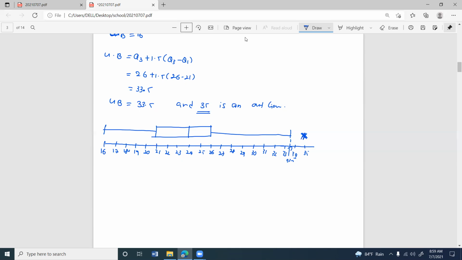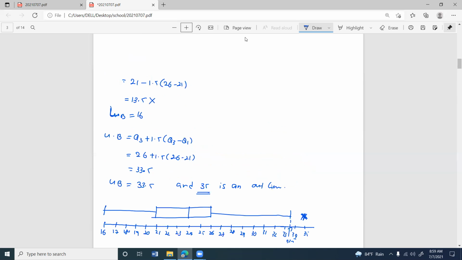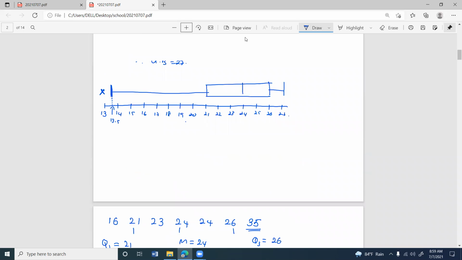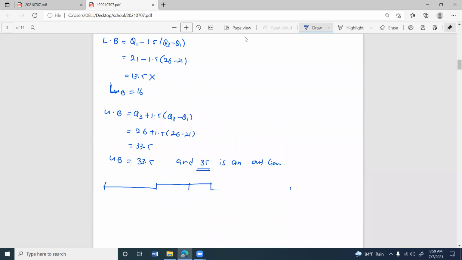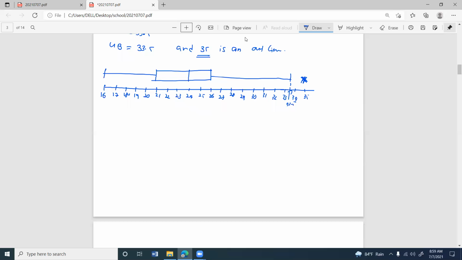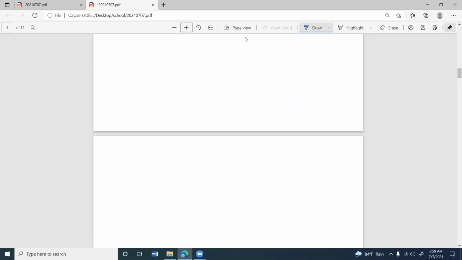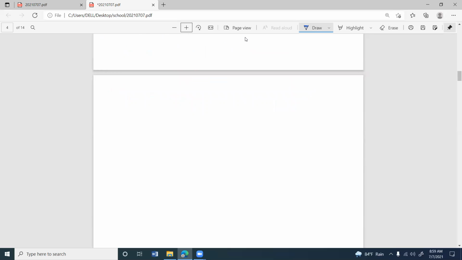Is that clear, children? That's the way of drawing a box plot, right? So that is how you need to learn about the spread of the set of information. Then we will come to another important topic, that is drawing the histogram.